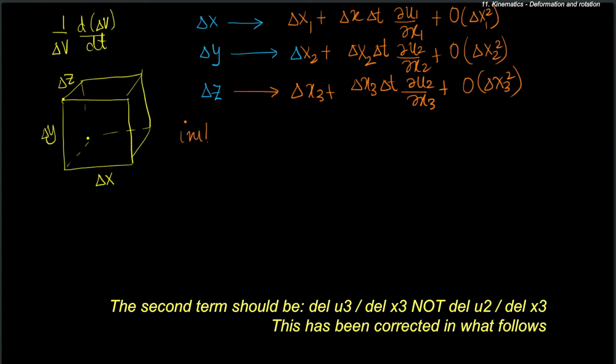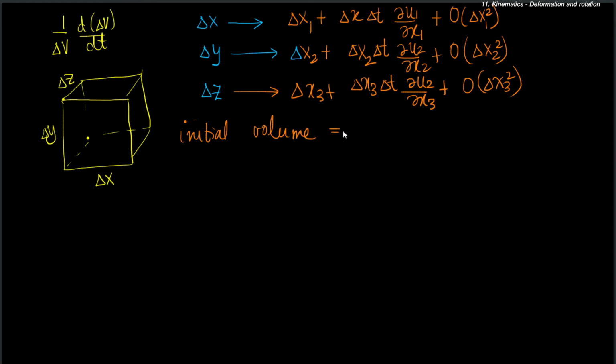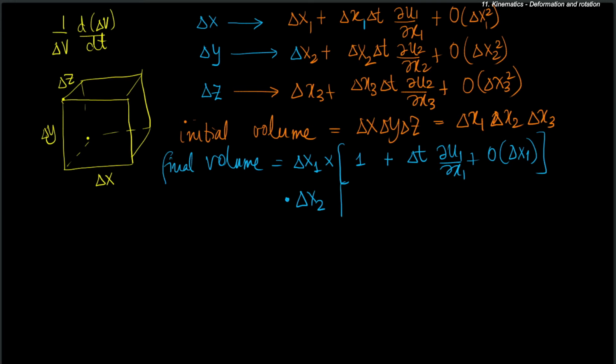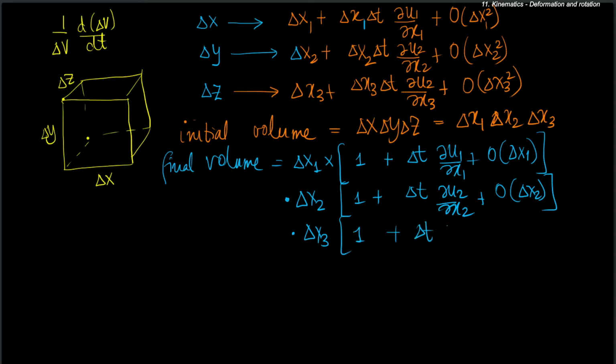So now the initial volume was the product of these, essentially delta x, delta y, delta z, and it is the same as delta x1, delta x2, delta x3, and the final volume is going to be, so let us take delta x1 common from this, so it will be delta x1 multiplied by 1 plus delta t times del u1 del x1 plus order delta x1, times delta x2 times 1 plus delta t del u2 del x2 plus order delta x2, times delta x3 times 1 plus delta t del u3 del x3 plus order delta x3.